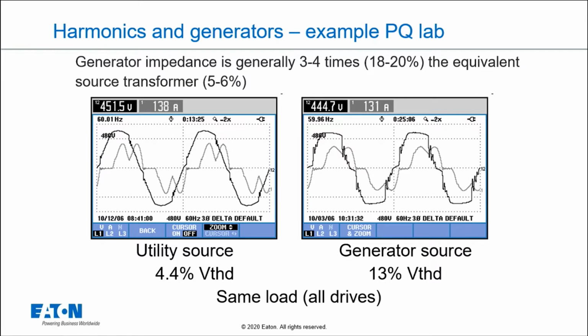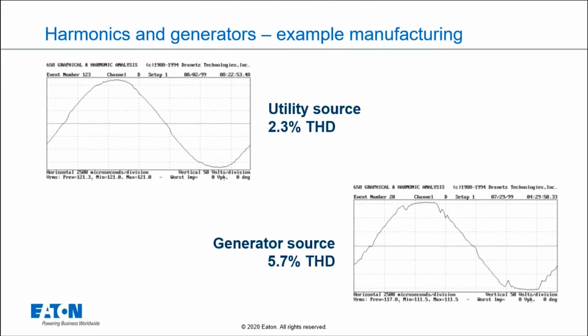And in fact, we have a demo here that I'll show you in a minute, but this is actually what goes on in the lab here. We can show you how that voltage distortion gets significantly worse for the same exact load based on the utility source versus the generator source. And I've done field measurements as well, at a manufacturing facility, and they had about 2.3% distortion running on the utility source, and again with the exact same load they had almost 6%, 5.7% THD on the voltage. So again, it's very noticeable.